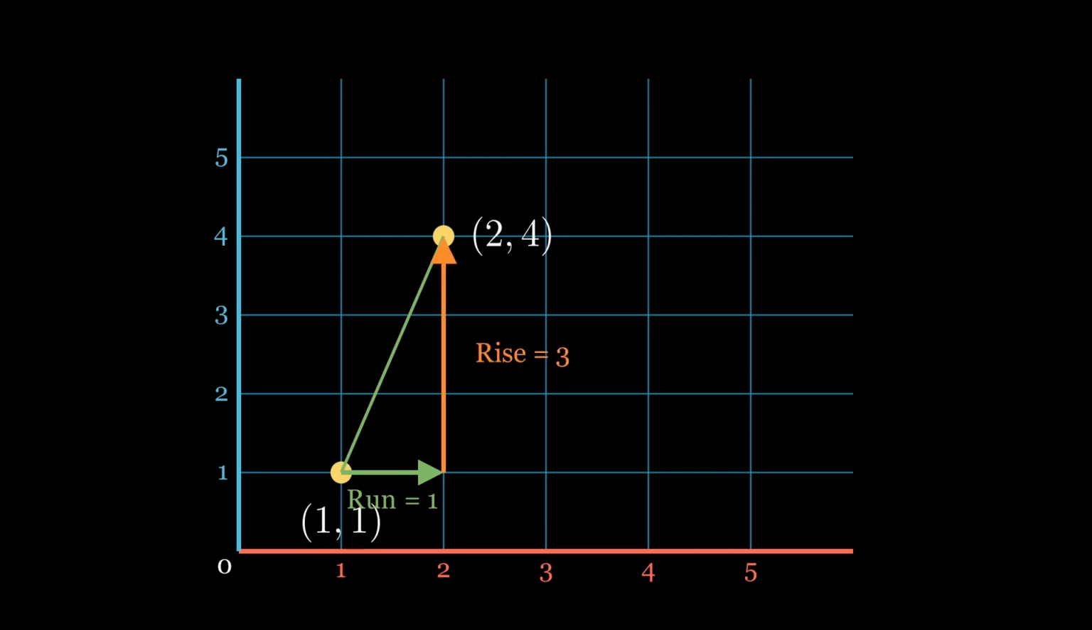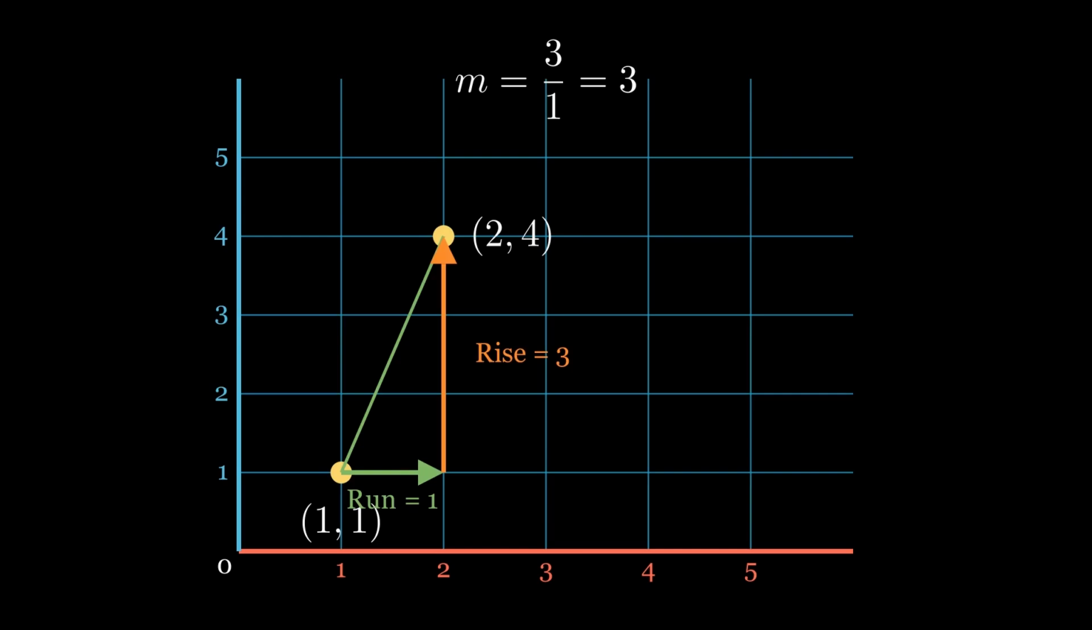To find the gradient, we use the formula gradient equals rise over run. So in this case, the rise is 3 and the run is 1. Remember, the rise is the vertical movement and the run is the horizontal movement. So the gradient is 3 divided by 1, which equals 3.